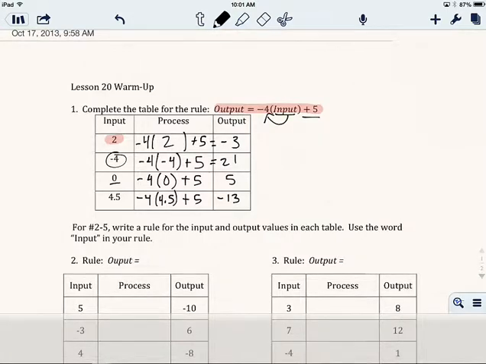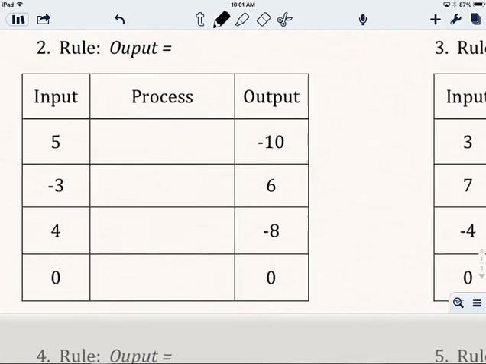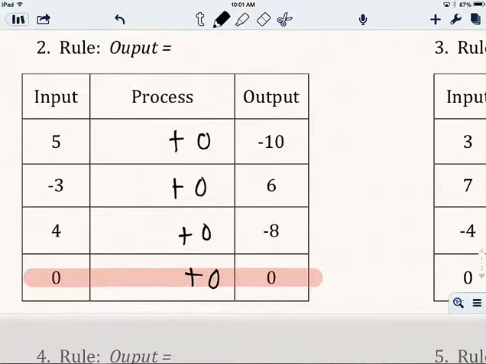When we need to find a rule, the process gets a little bit more complicated. We have to use a guess and check method. So what I tend to do is I look at the 0 row first. The reason I look at the 0 row first is that it tells me how much I'm adding or subtracting. So in order to go from 0 to 0, I have to add 0. I'm not adding or subtracting anything. So that means that my rule for this table cannot involve any addition. All right, so I have plus 0.